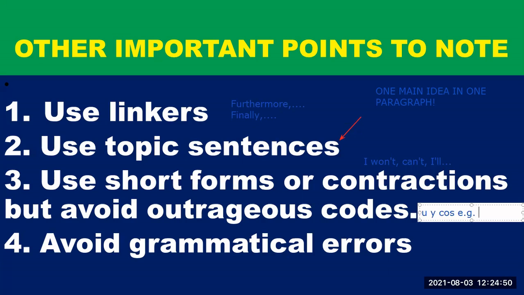Now, I don't need to tell you, you don't have to write ASAP. People shorten everything now: as soon as possible. If you are writing as soon as possible, write as soon as possible in full. Then write before, BEFORE. Please don't come with B4, all right? So avoid such outrageous codes and make sure you spell your words correctly.